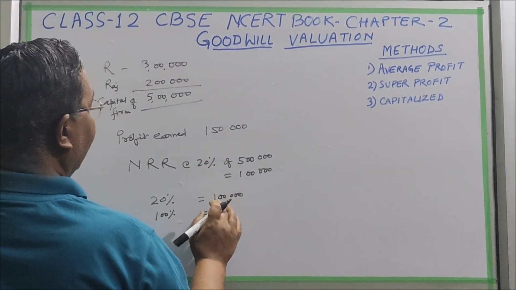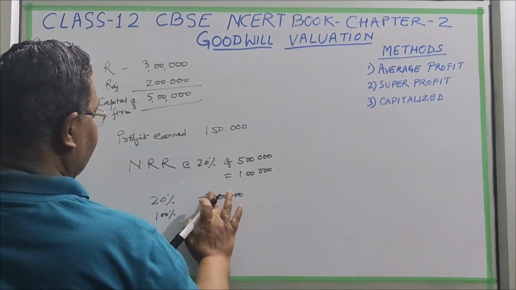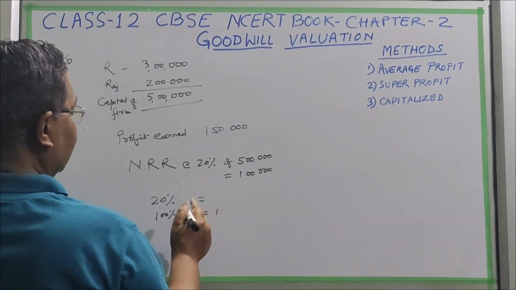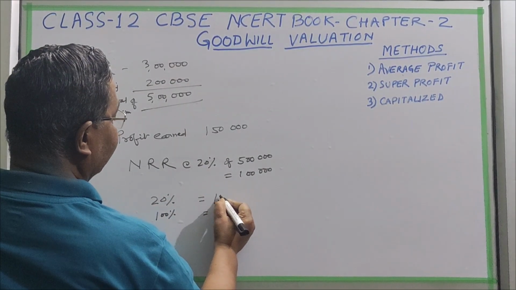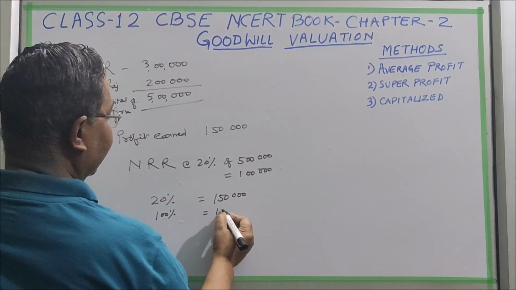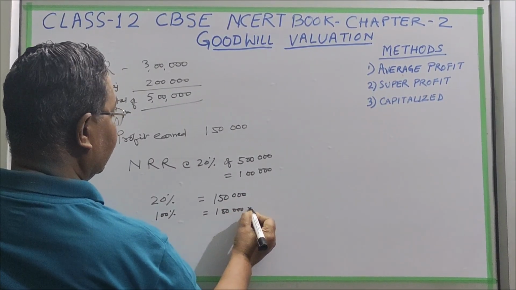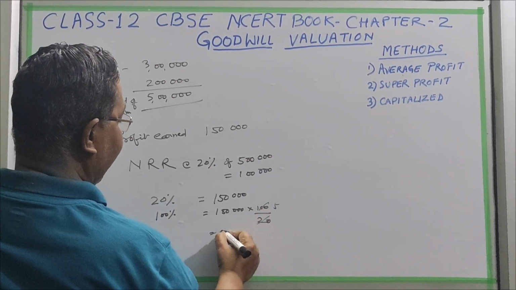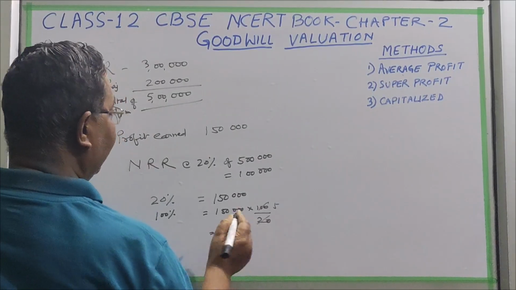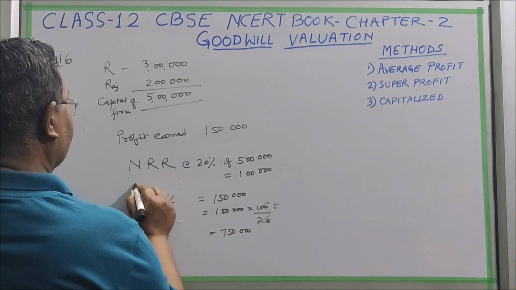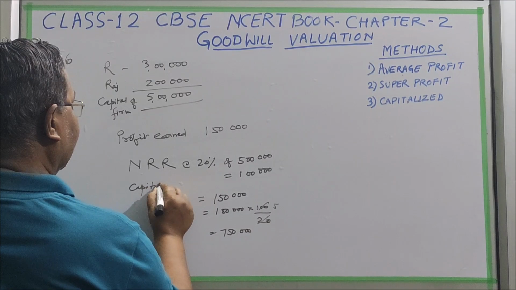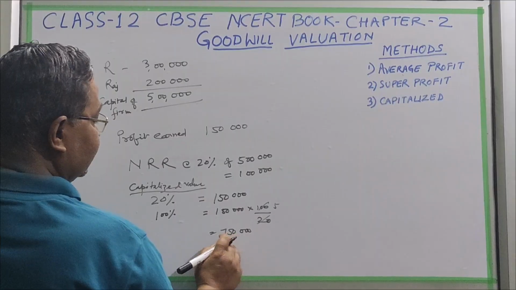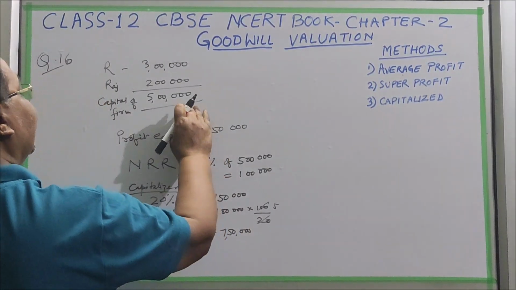Here our firm is earning 150, so we will write 20, because the normal rate of return is 20%. So for 20% we are earning 150. For 100%, it is 150 into 100 upon 20, which cuts by 5 and gives 7,50,000. So our capitalized value is 7,50,000, whereas we have invested only 5 lakhs.